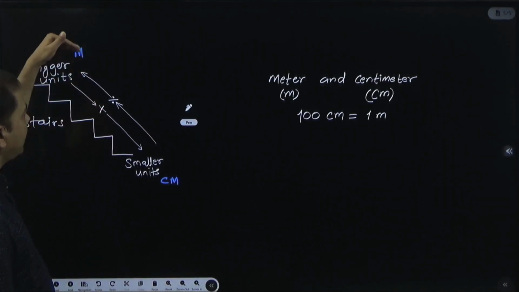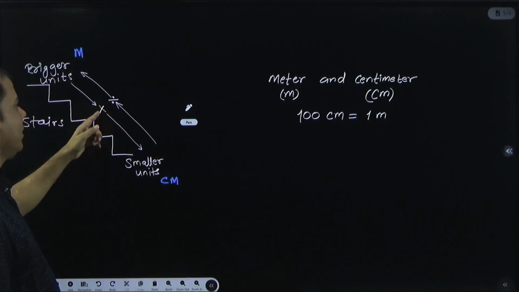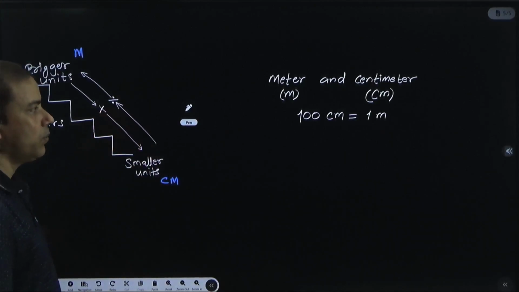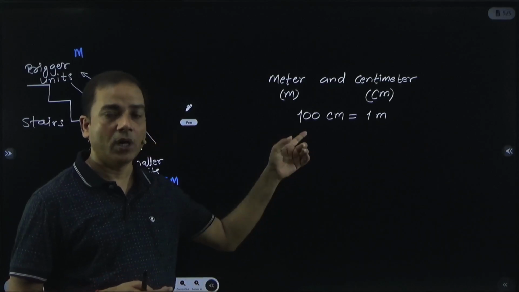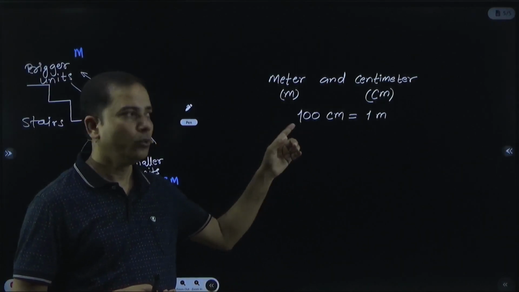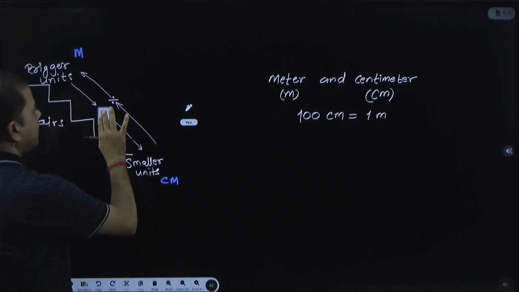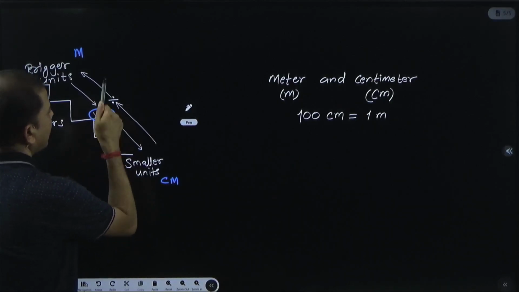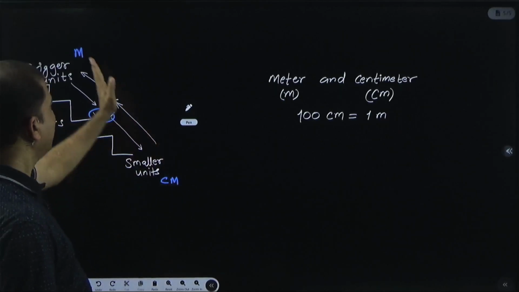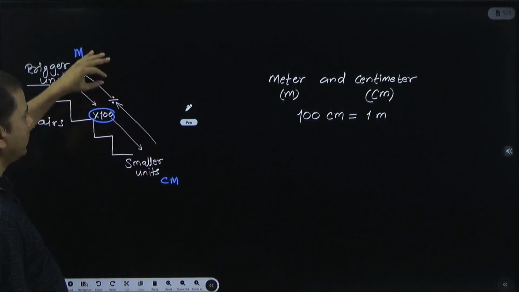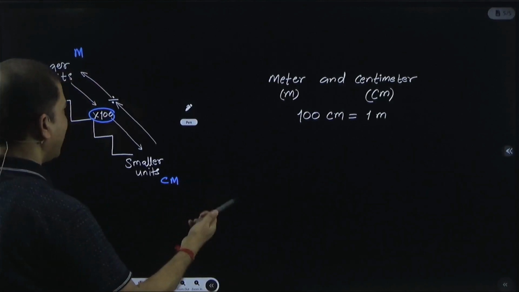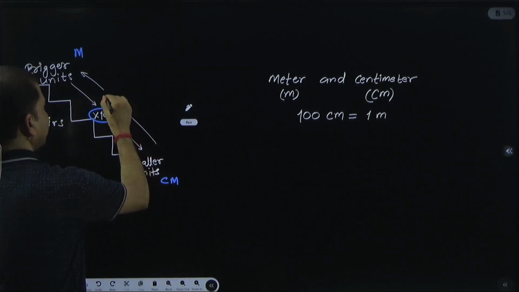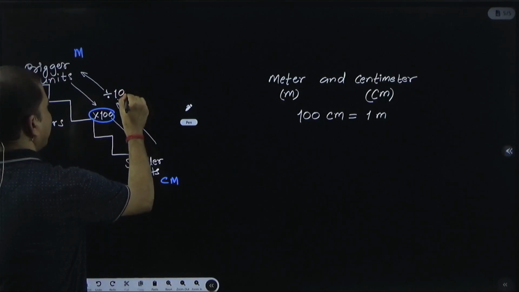So if you change meter to centimeter, you will multiply. Bigger to smaller, multiply. Multiply by what? See the number involved in the relation. What is the number? 100. So you will multiply with 100. And if you change centimeter to meter, smaller to bigger, you will divide, and divide by what? Again, 100. Divide by 100.